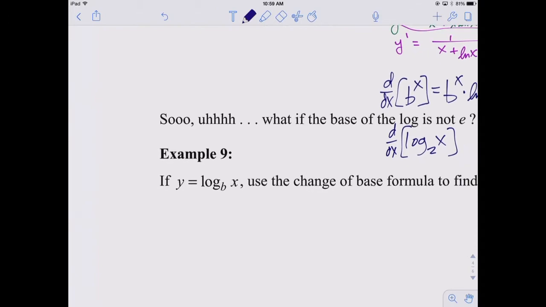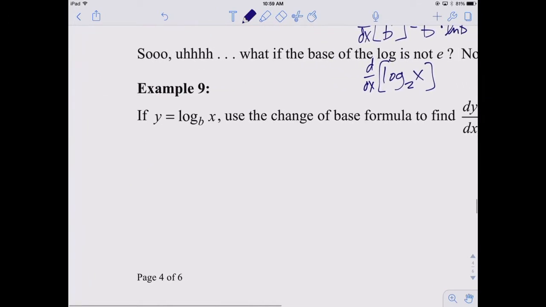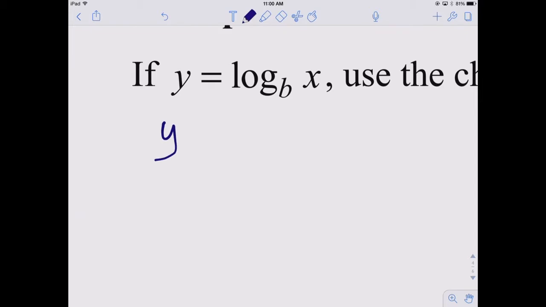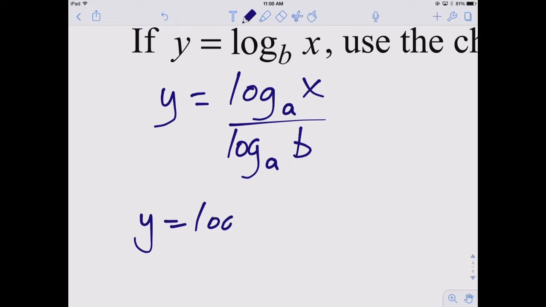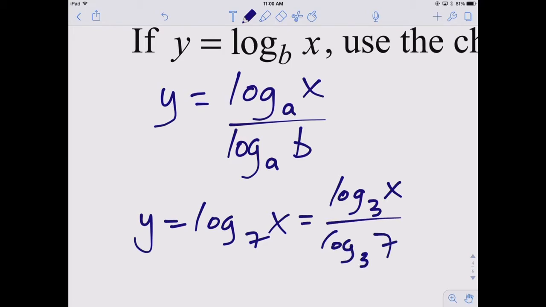Well, the change of base formula, if you remember, did I write it? No. Let's go ahead and review it. If y equals log base b of x, you can pick any base you want. I'm going to call it a. And you can rewrite log base b of x as log base a of x over log base a of the old base. It works for any base, a. Choose your favorite number. You have log base 7, you want to turn to log base 3? No problem. Let's try it. You have log base 7 of x, and you want to convert it to log base 3? Well, that's log base 3 of x over log base 3 of 7. Works.